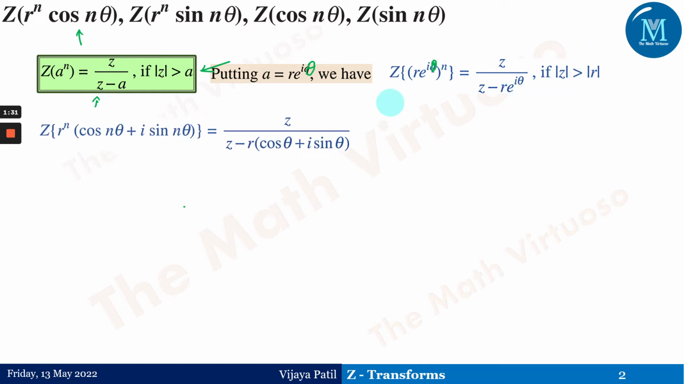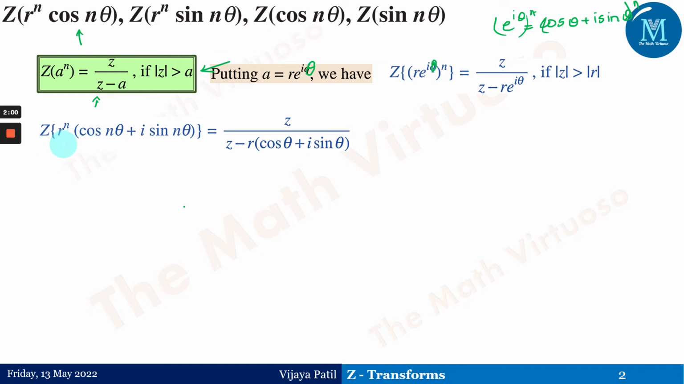And if you observe here, r e to the power i theta, the whole to the power n, is nothing but r to the power n times cos of n theta plus i sin of n theta. This is the expansion of e to the power i theta, which is cos theta plus i times sin theta. Because of De Moivre's theorem, we can take this to the power n with the angle n theta. That is what we have done, taking it from De Moivre's theorem of the complex number.